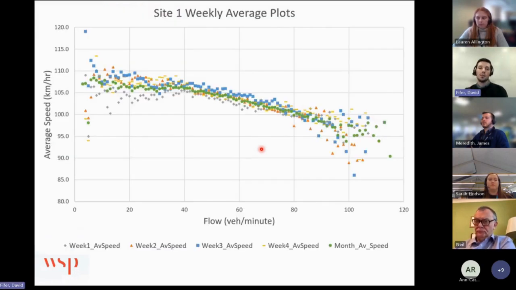So this is an example site 1, which we plotted all the weekly flow averages against one another, and also the monthly average. And you can see that the data is quite similar across the weeks. And this was initially done to see if you would need month data to accurately model flow, or whether week data would actually be sufficient to estimate a speed flow curve for a site.